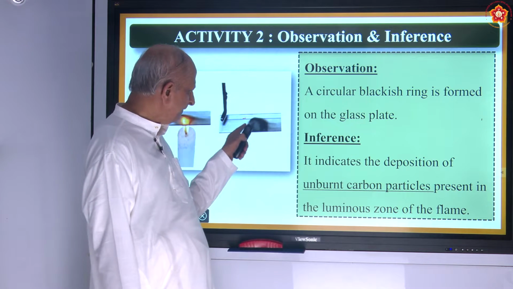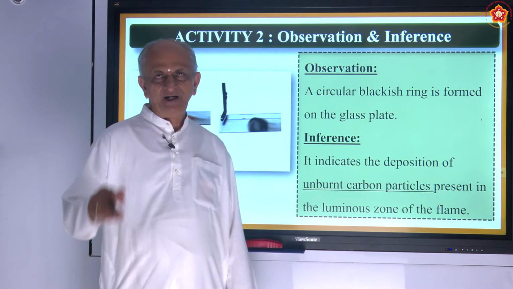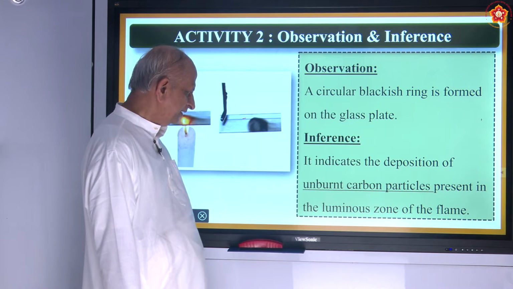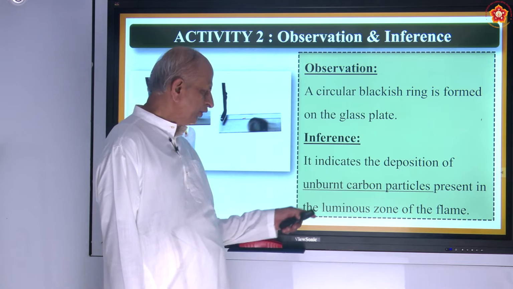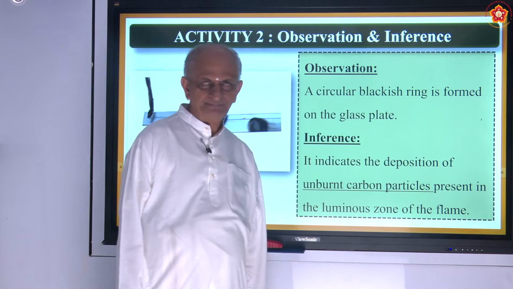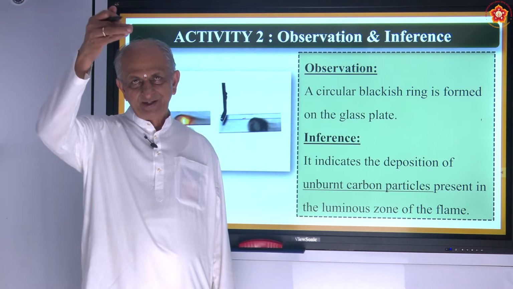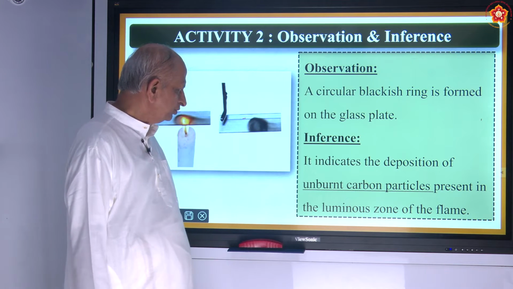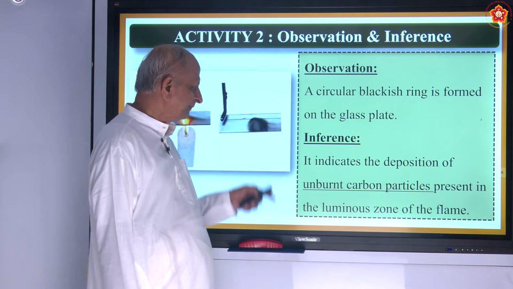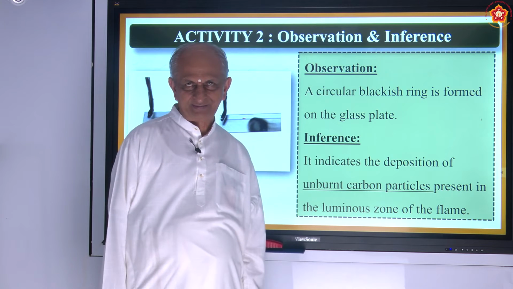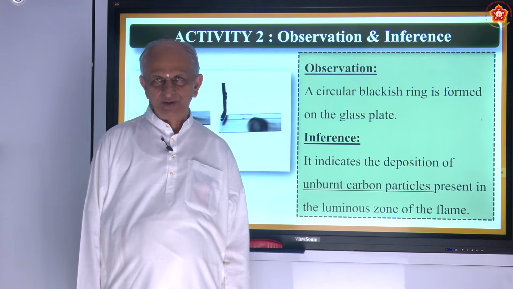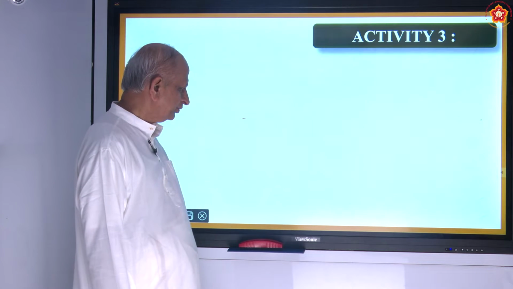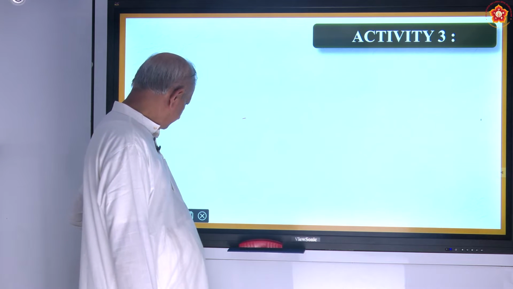So why does it become black? Because it is unburnt carbon particles present in the luminous zone of the flame. A flame has different zones, about which you are going to see now. So that is unburnt carbon, that is why it is black in color. Will you try to do it? Okay. So that is an activity.